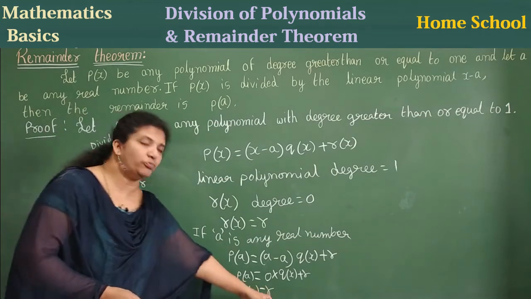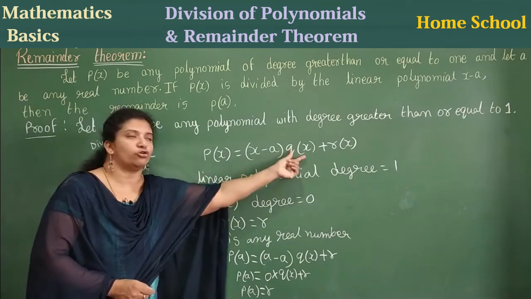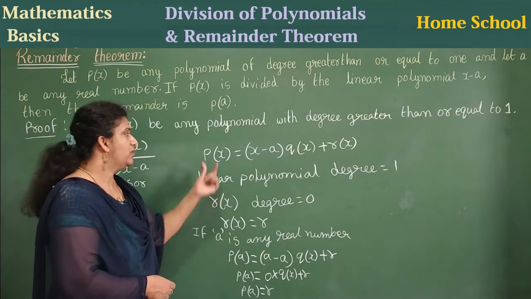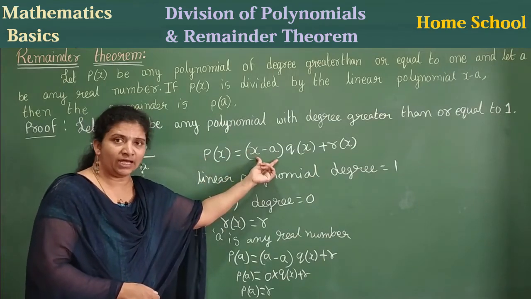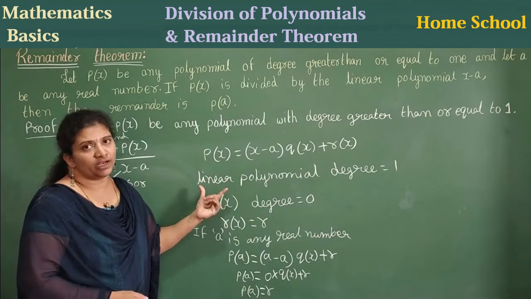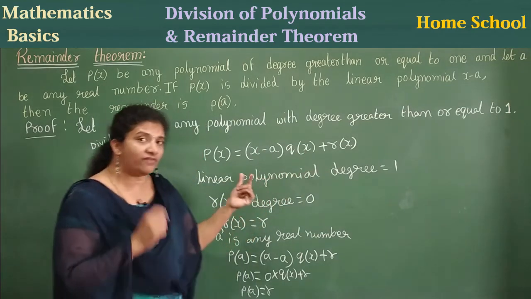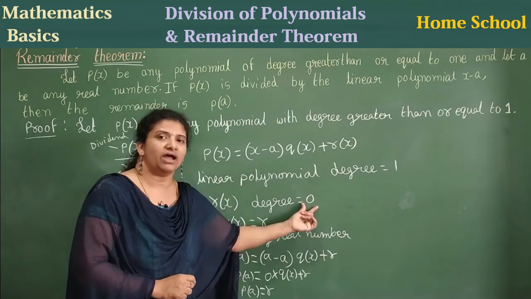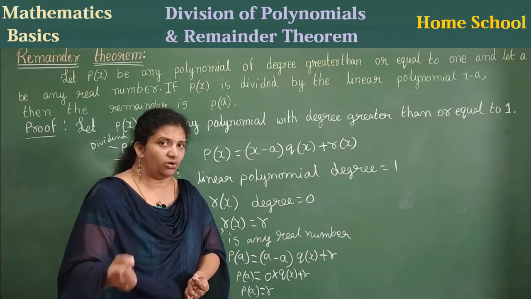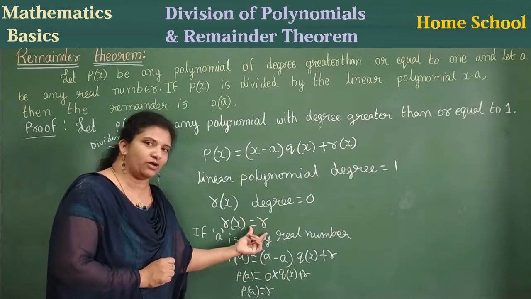What do I need to prove? I need to prove remainder is equal to p of a. So now we know that dividend is equal to divisor into quotient plus remainder. That is, p of x is equal to g of x into q of x plus r of x. When a polynomial is divided by the linear polynomial x minus a, we get a quotient and a remainder. So the linear polynomial degree is how much, children? It is 1. Then what will the remainder's degree be? Remainder degree is always less than g of x. Remainder degree is 0. Degree is 0, but not the value. Understand here. Remainder degree is 0, then it becomes a constant polynomial. Or I can take remainder r of x is equal to r also.